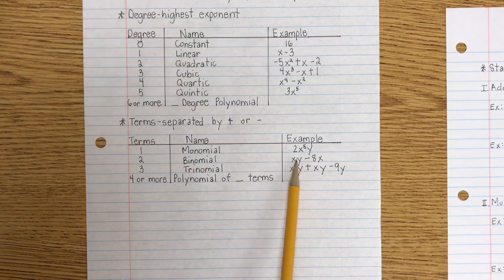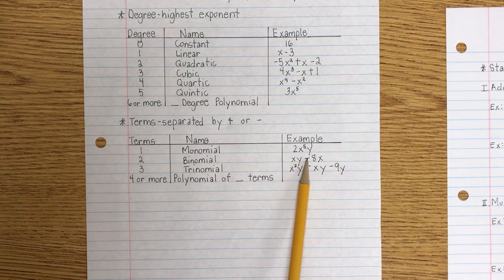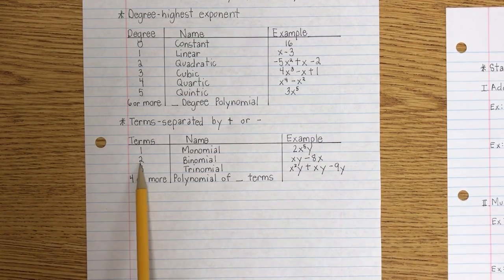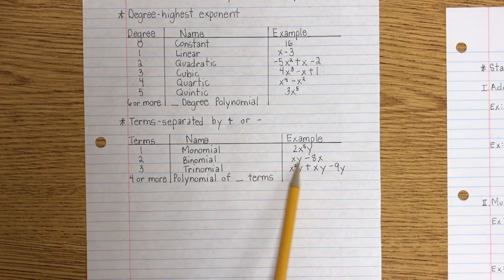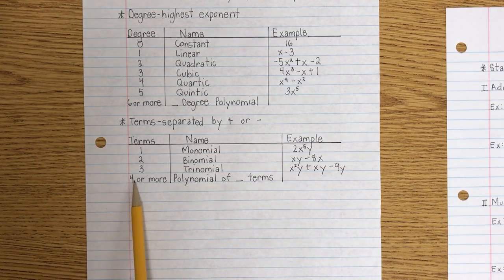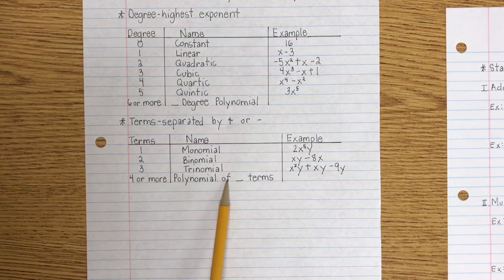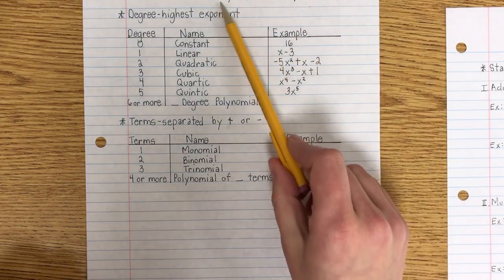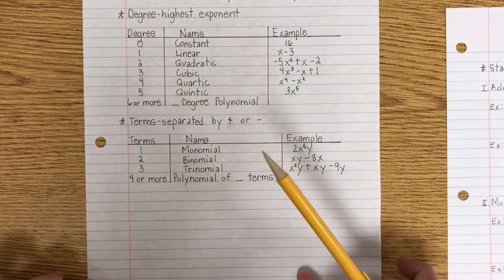This here would be an example of two terms. We've got this term minus, notice it's separated by minus, this term. So that's called a binomial. There's two terms here. If there are three terms, it's called a trinomial. We've got one term, two terms, three terms. That is a trinomial. Okay, anything four or more, you just say polynomial of blank terms, however many terms there are. Okay, so that's the classification part of this lesson.